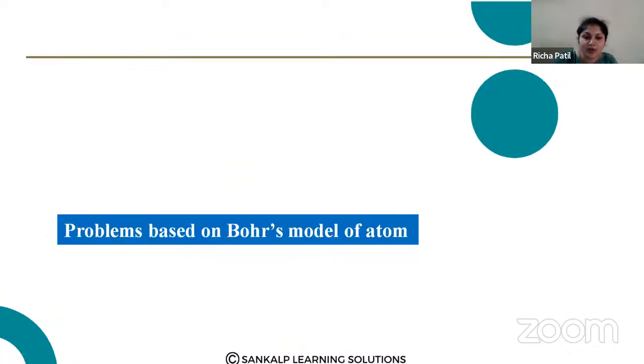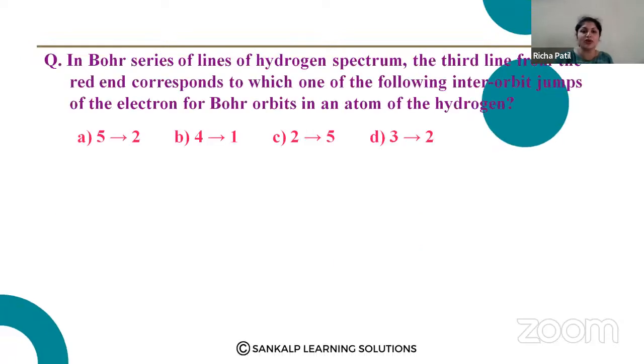We'll solve some problems based on Bohr's model of atom. What is the question? In Bohr's series of lines of the hydrogen spectrum, the third line from the red end corresponds to which of the following inter-orbit jumps of the electron for Bohr orbits in an atom of hydrogen? What is given here?